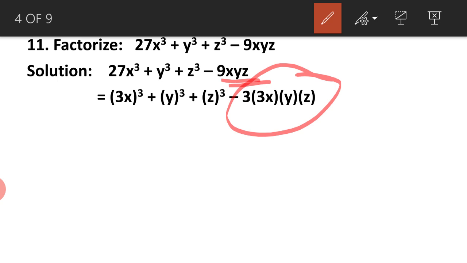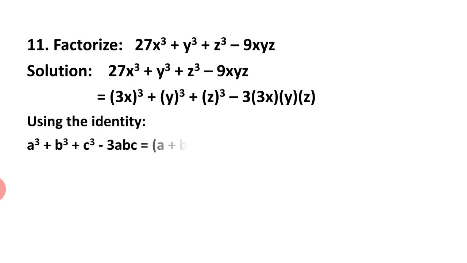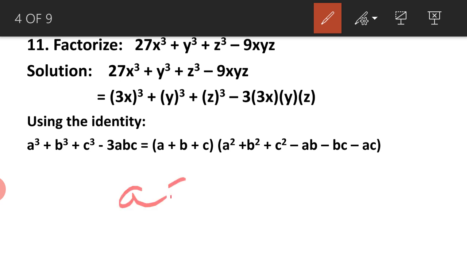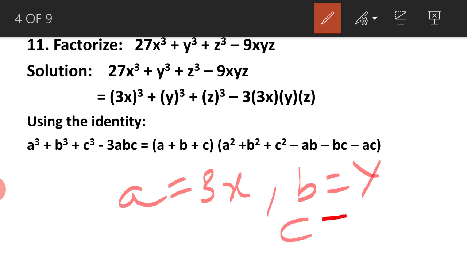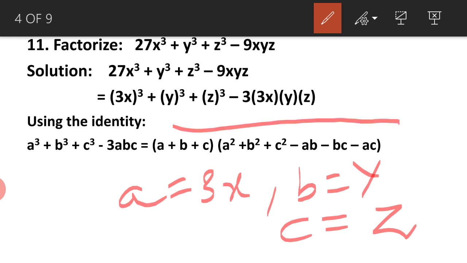If it is 3xyz or 3abc, then we can go with the identity a cube plus b cube plus c cube minus 3abc is equal to, what is that identity, children? That identity is a plus b plus c into a square plus b square plus c square minus ab minus bc minus ac. Now here what is a? Here a is equal to 3x, b is equal to y, and c is equal to z.